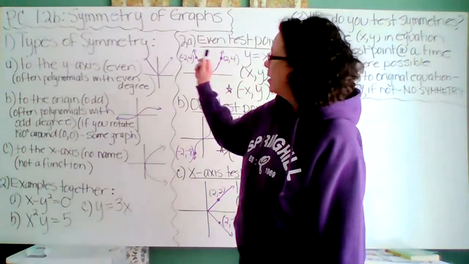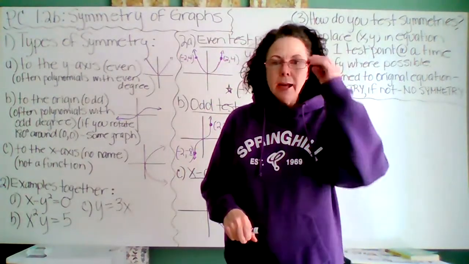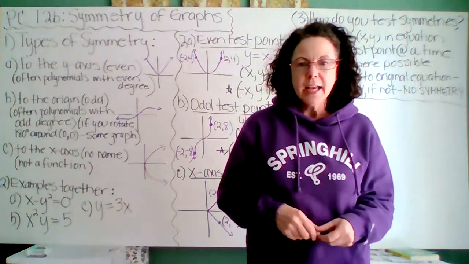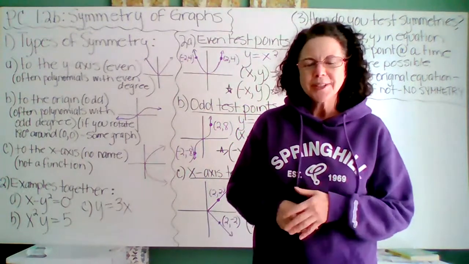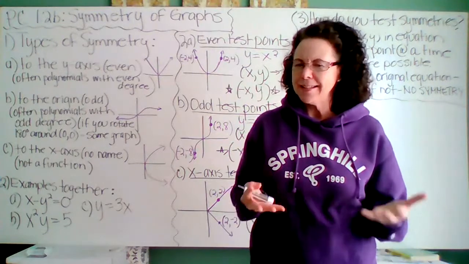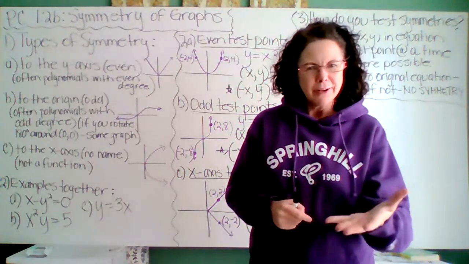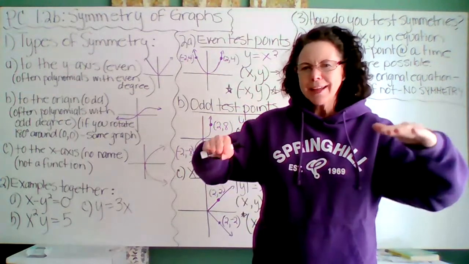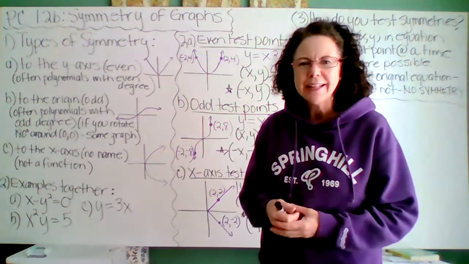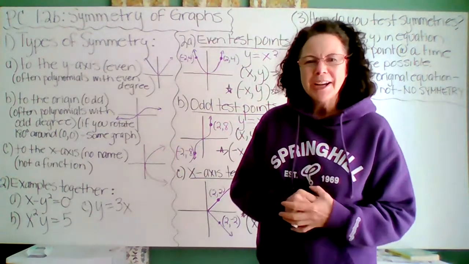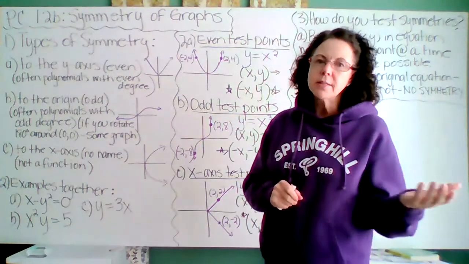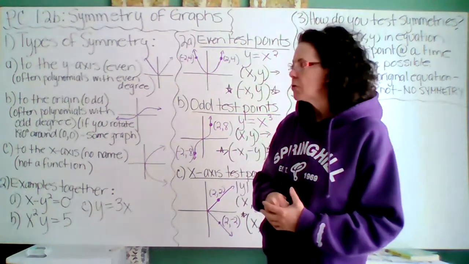We are working on 1.2b. This is symmetry of graphs. Symmetry is very important to us in our lives. A lot of us kind of need symmetry. If you think about it, like maybe in your bedroom, do you have to have everything even? That is like a form of needing symmetry. And you've studied symmetry a lot, all the way back to middle school.